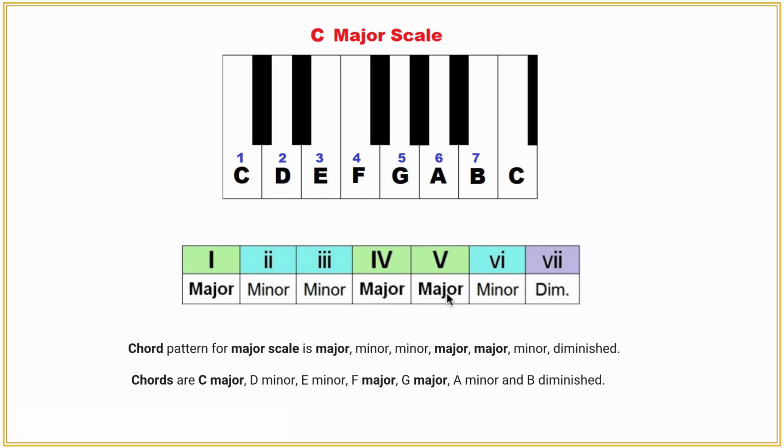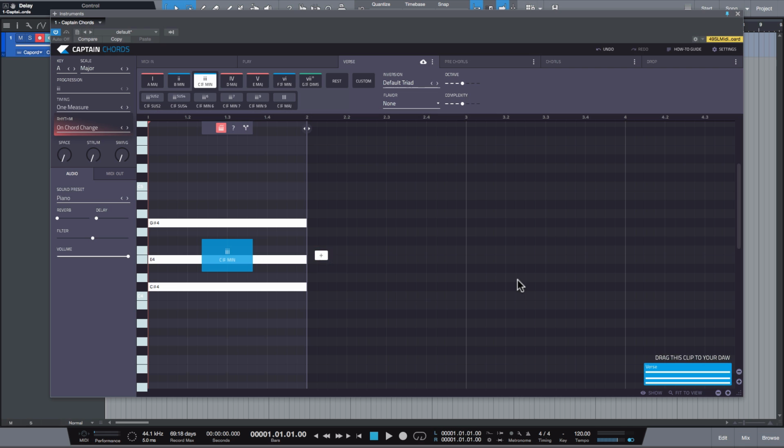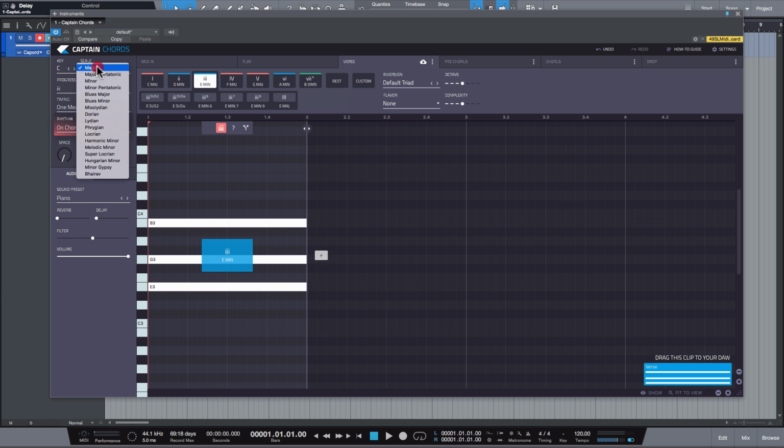If this still feels a little weird, let me practically apply this using a plugin that can help map this out visually. Here we're using a plugin called Captain Chords. I think this will be really useful for us to see how this is going to work out. So let's determine what key we're going to be playing in. We'll just put C and then major. That's the scale that we're in.